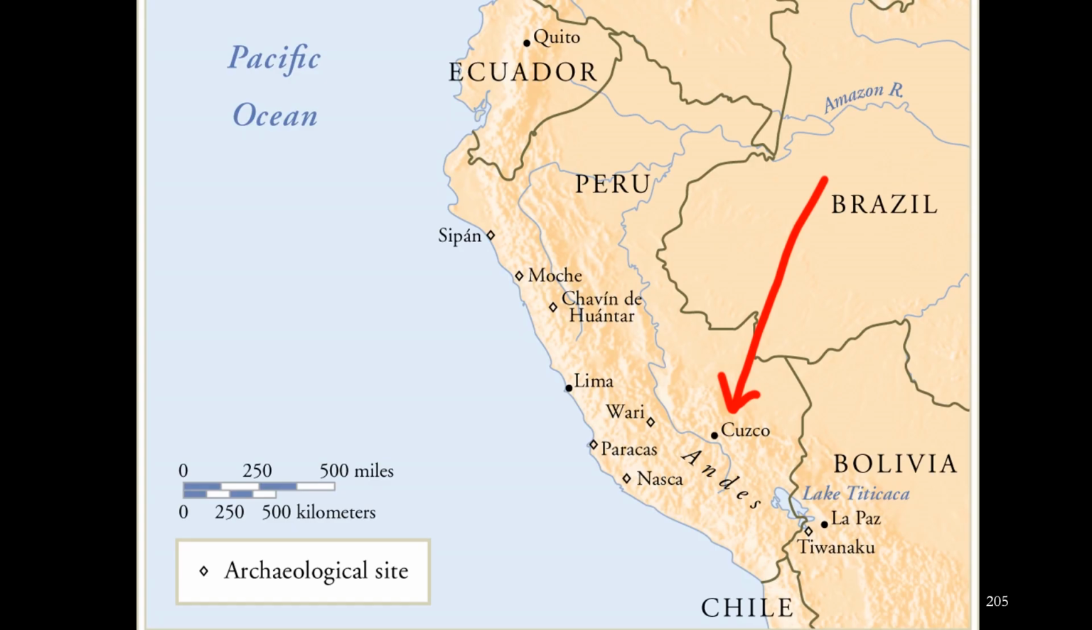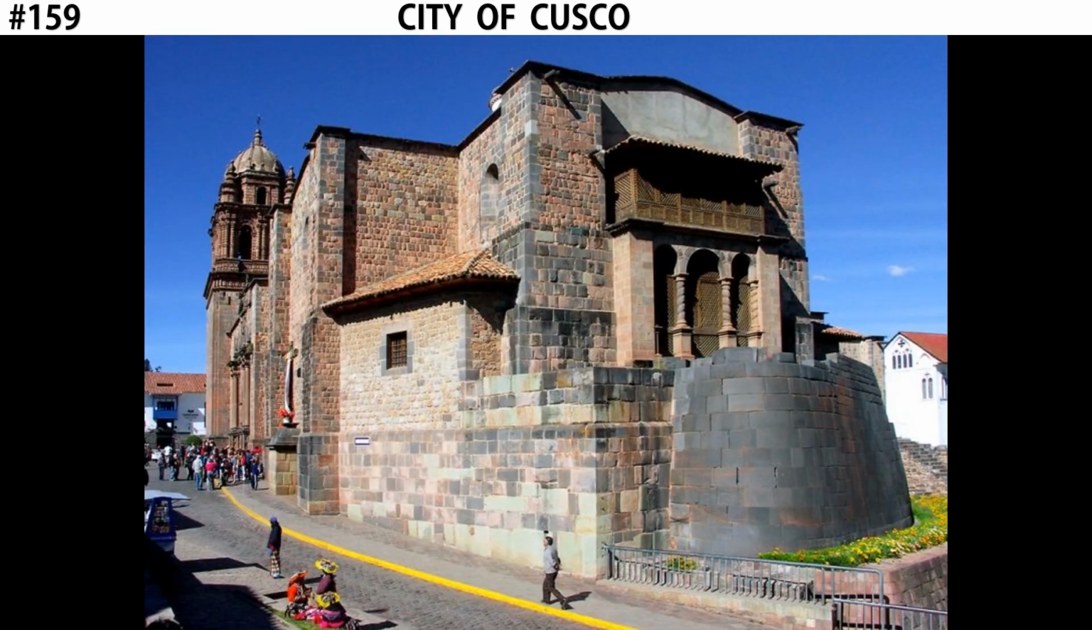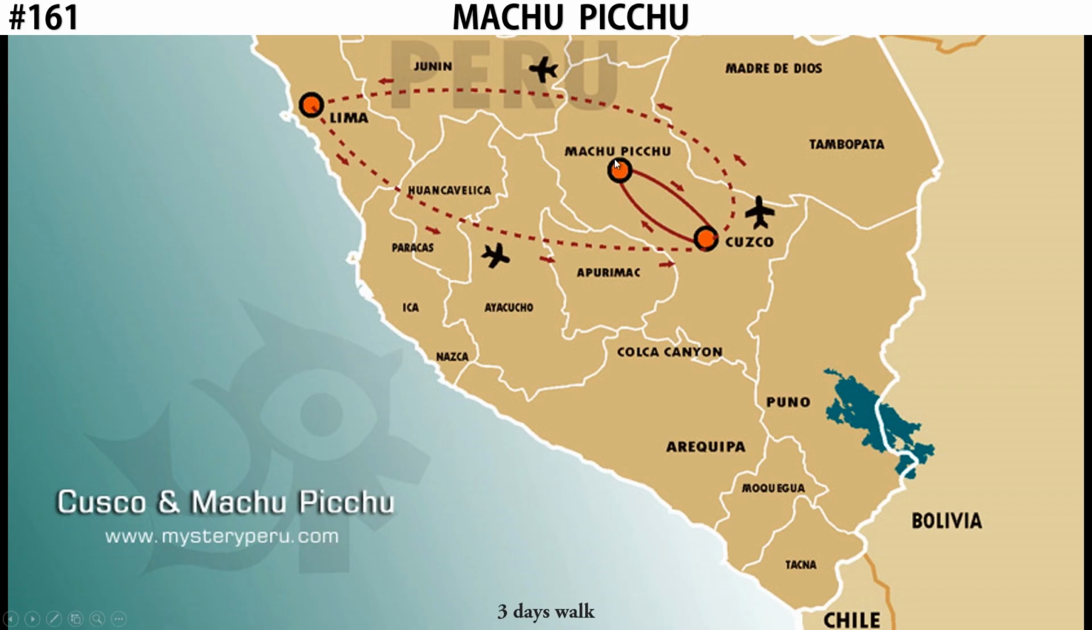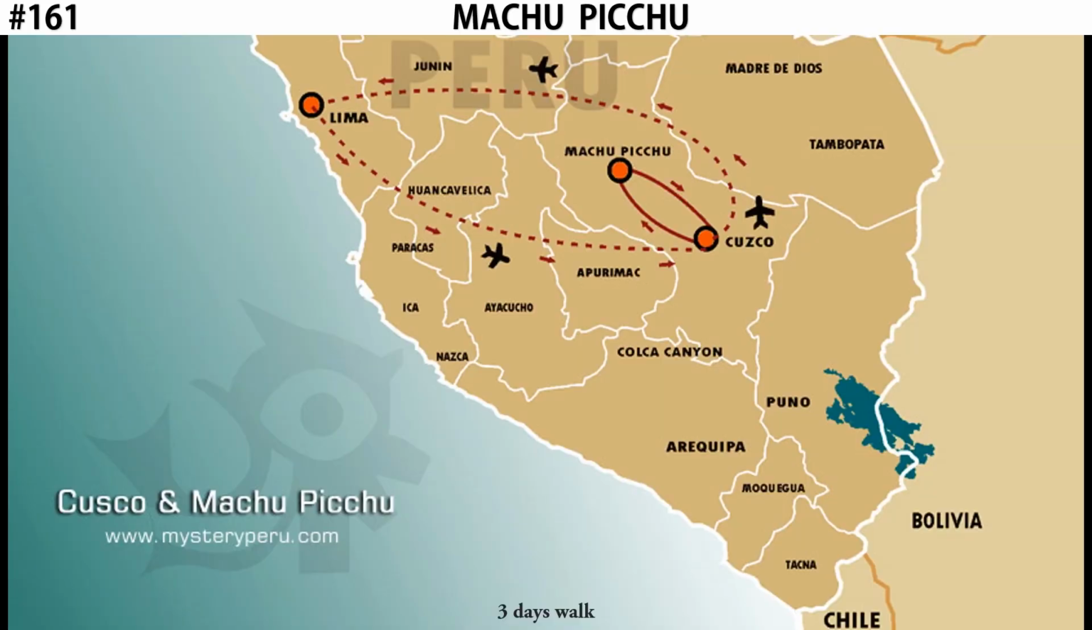Now, recently we talked about the city of Cusco. Cusco, if you remember, is the capital city of the Incan Empire in the 15th and 16th century. It's where we saw the Cora Concha. Now, Cusco and the site of Machu Picchu are very close to each other. They're both located in the Andes Mountains, and it's about a 3-day walk between the two sites.